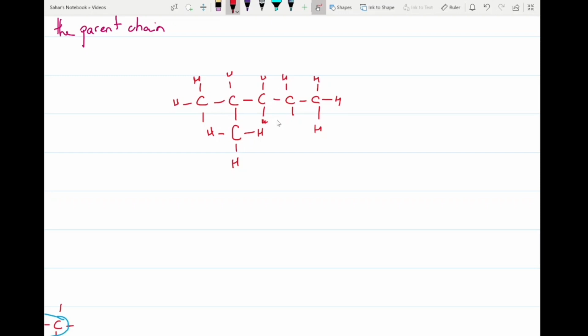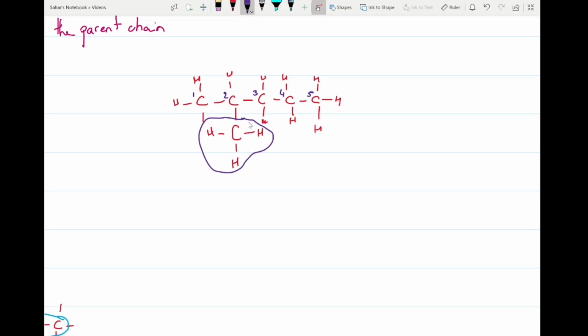As we can see, the first step over here would be to identify the parent chain. So let me look for the longest continuous chain of carbon atoms. I can see over here, this is carbon number 1, number 2, number 3, number 4, and number 5. Just to check with this one, right here, it would be 1, 2, 3, 4, and 5. So either way, the longest continuous chain in this molecule is 5 carbons. Right. So what about this side part that we can see?